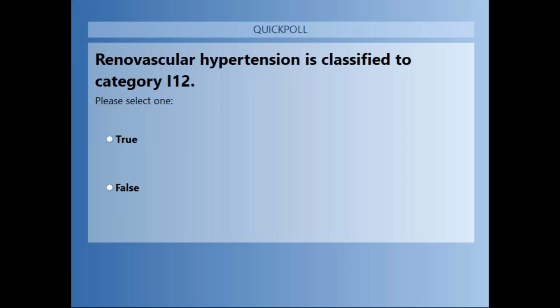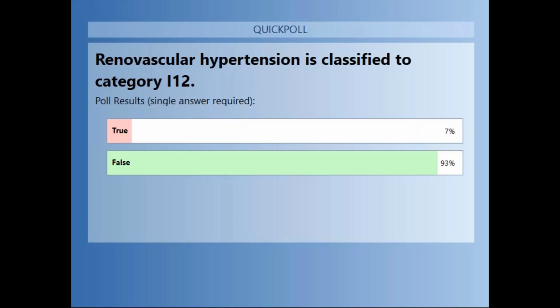I've got about 50% of our polling audience. Looks like we're going to have a little discussion here, Christy, but I do have a majority response. So anybody else want to weigh in on this one? I'm going to close the poll in 3, 2, 1. Christy, we've got pretty overwhelmingly, 93% is saying this is a false statement. And then 7% says it's true.